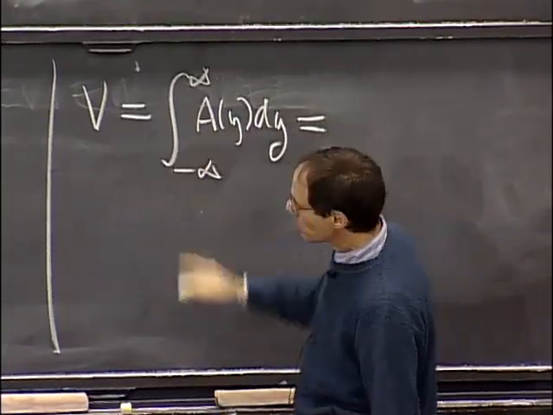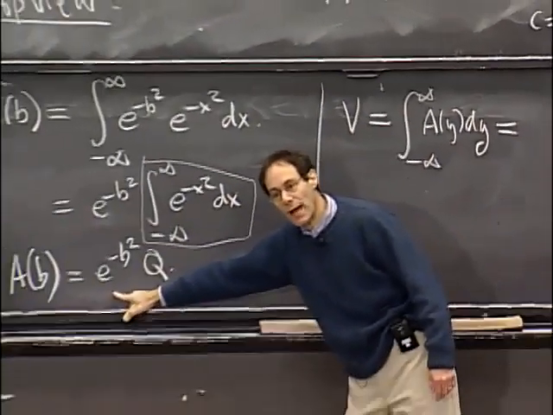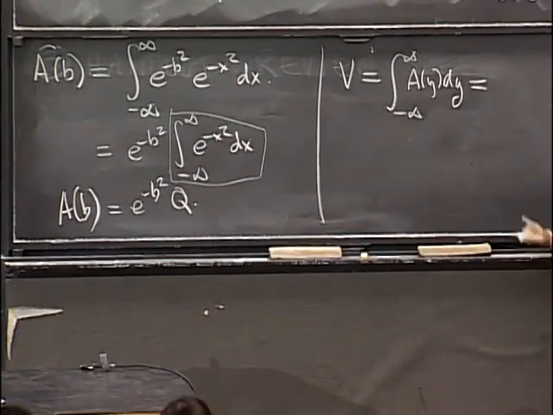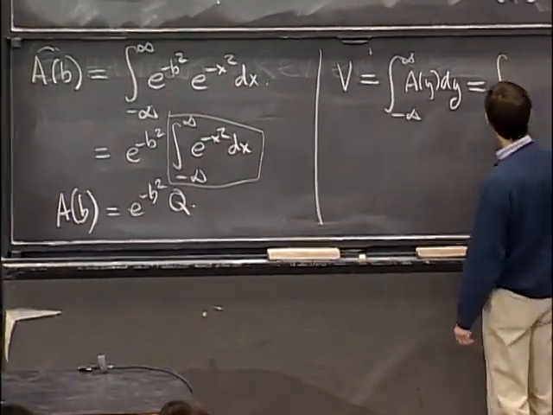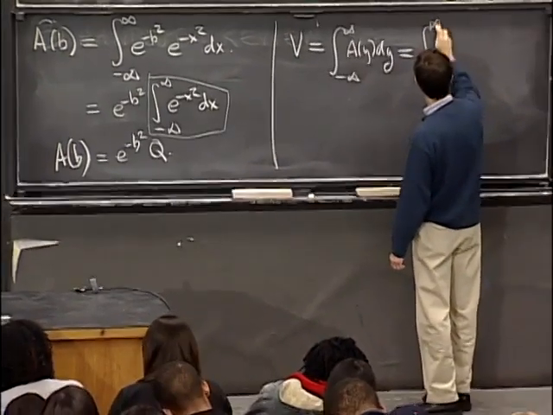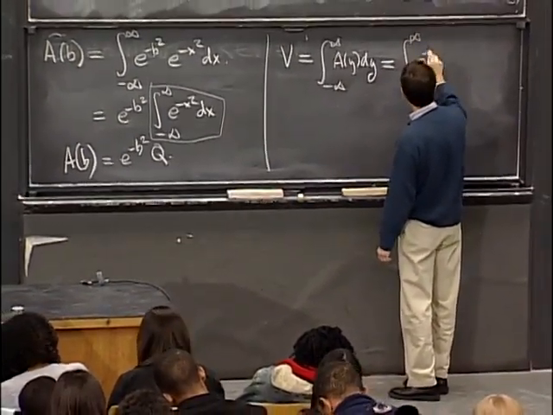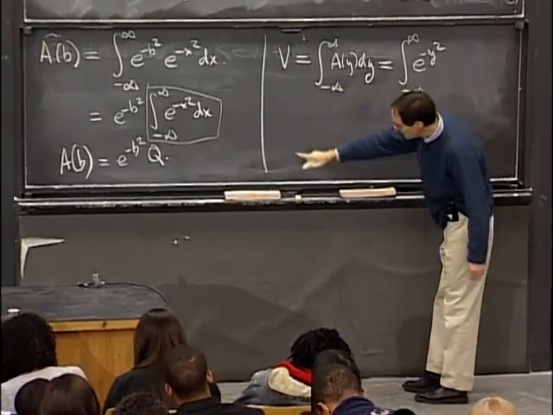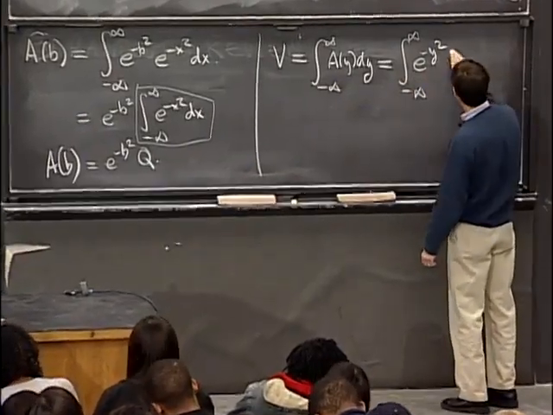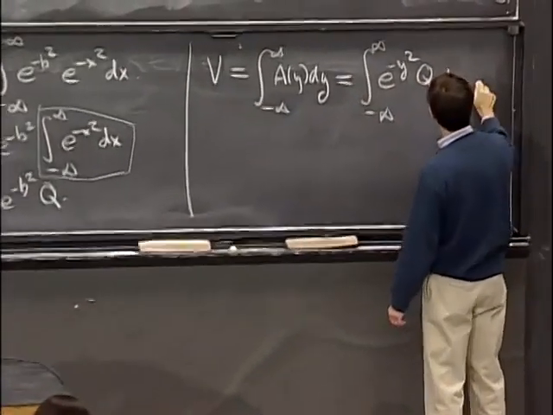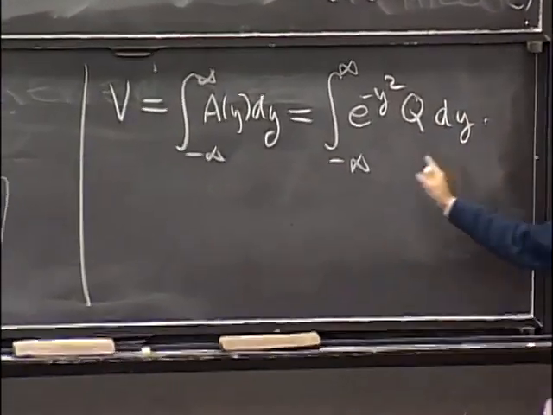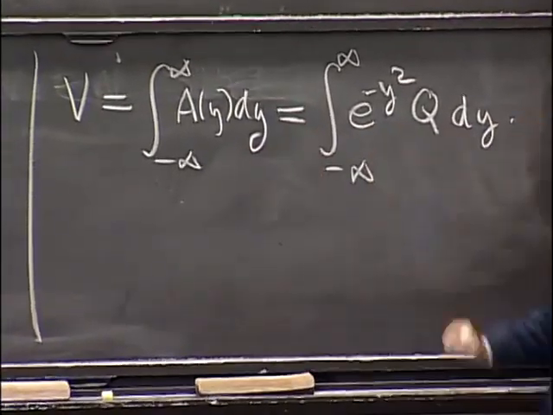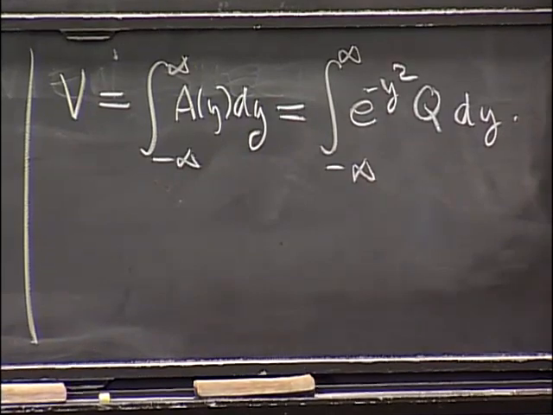And now I'm just going to plug in the formula that we found for a. Now I'm doing this for each b, so I'm doing it varying over all b. So I have the integral from minus infinity to infinity, and here I have e to the minus y squared. I've replaced b by y. And now I have q, and I have dy. I just recopied what I had over there into the formula for slicing.